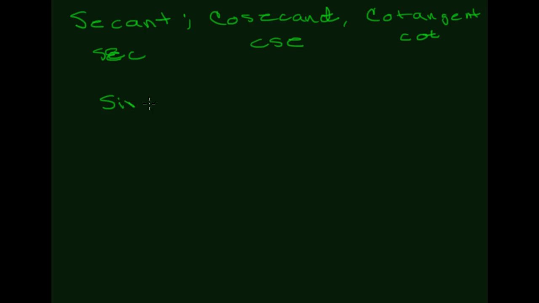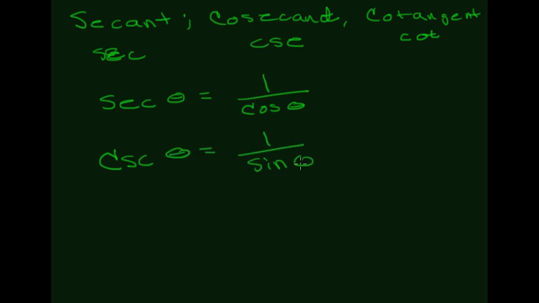Okay, so the secant of theta is 1 over the cosine of theta. Yes, I know, you're expecting it to be 1 over the sine. It's not. Secant goes with cosine. Okay, so the cosecant of theta is going to be 1 over the sine of theta. And the cotangent of theta is 1 over the tangent of theta.